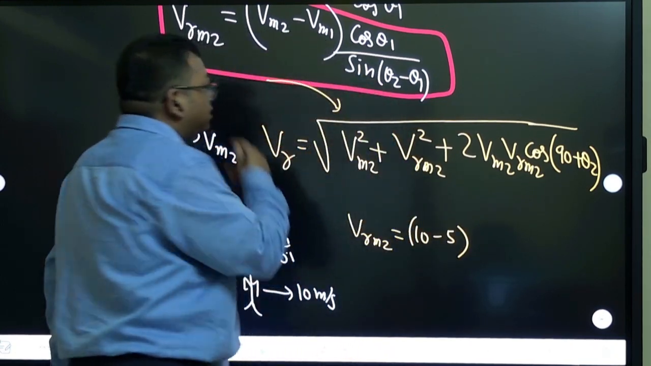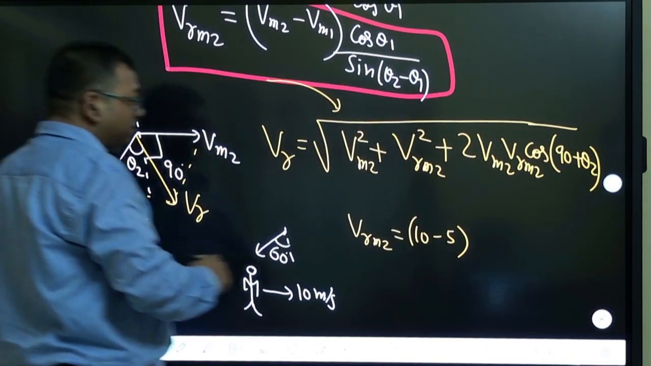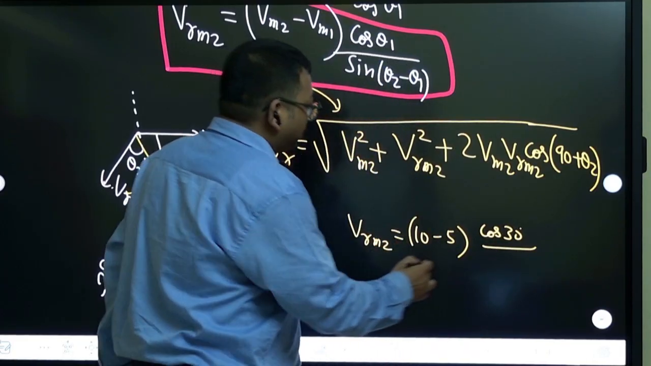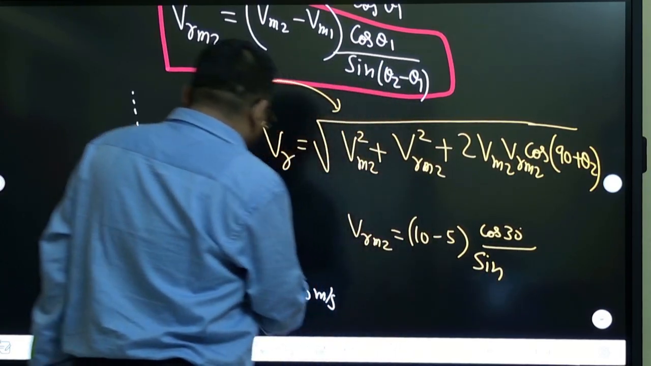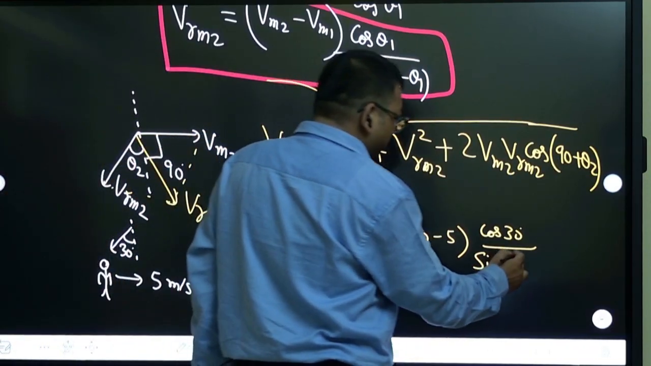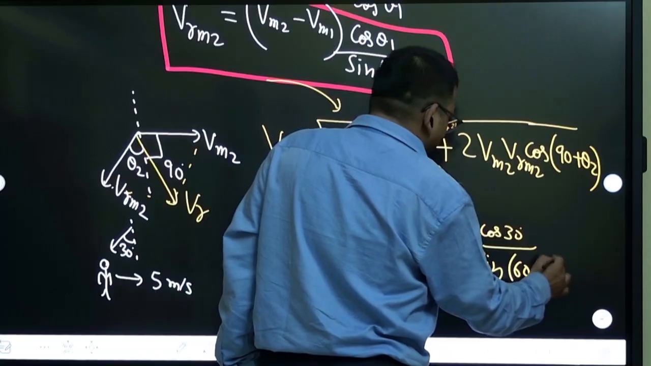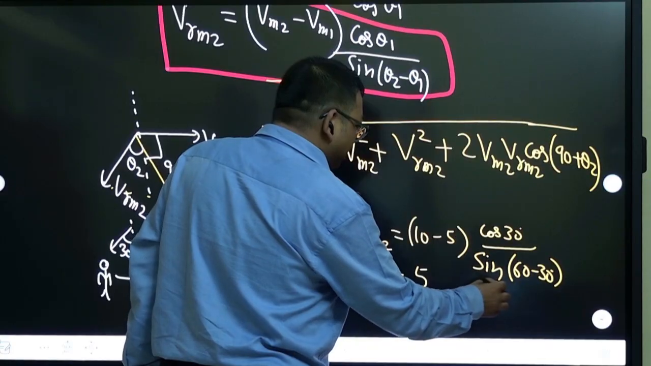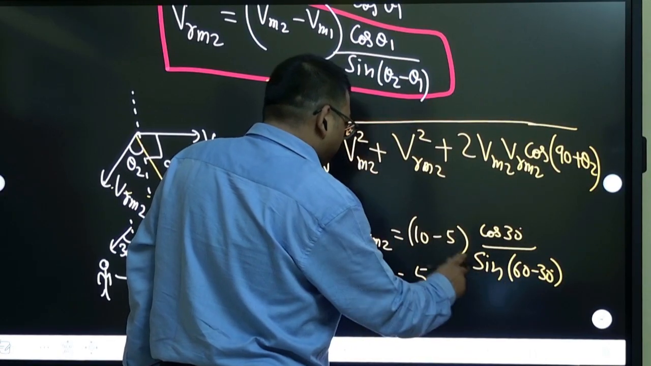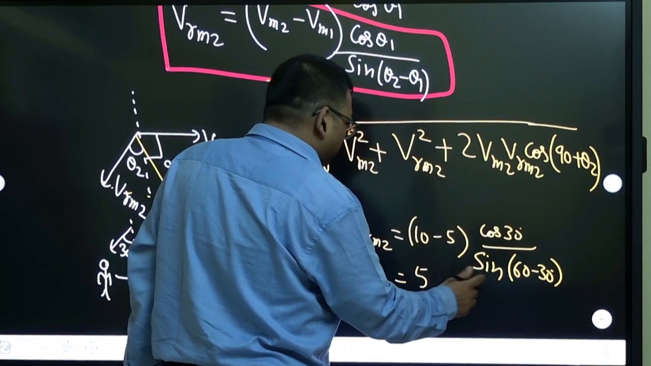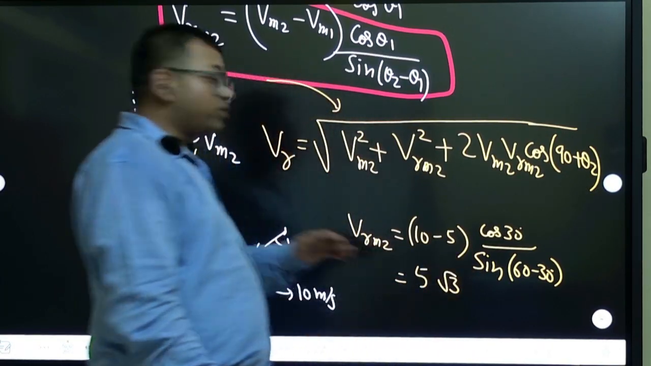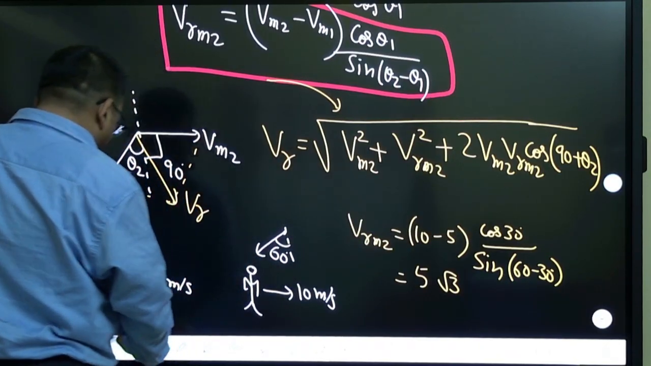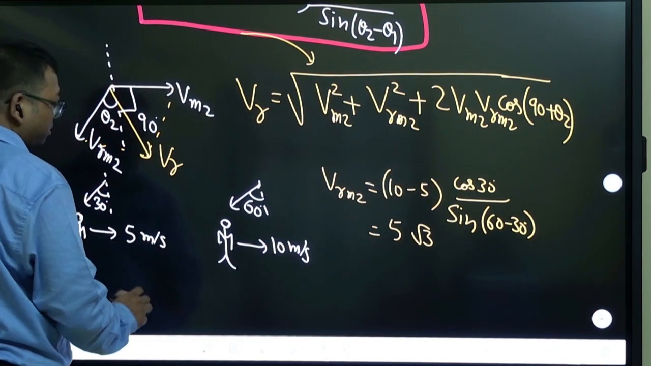And this is cos theta 1. Cos theta 1 means cos 30 degrees, divided by sine of (60 minus 30). So this is quite easy to calculate. 10 minus 5 is 5, cos 30, and this is sine 30. This means cot 30, and cot 30 is root 3. So you got 5 root 3. Now substitute here and get the answer in one step.